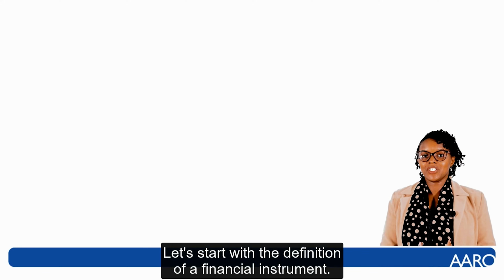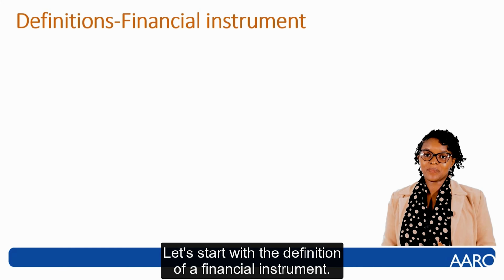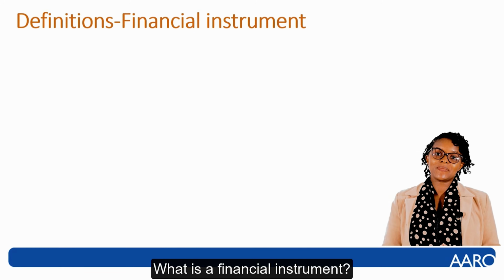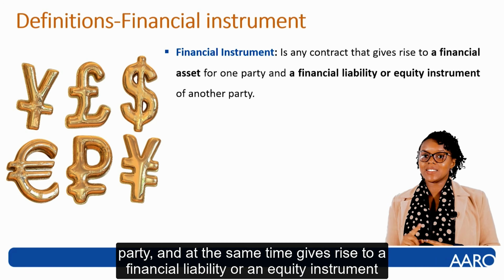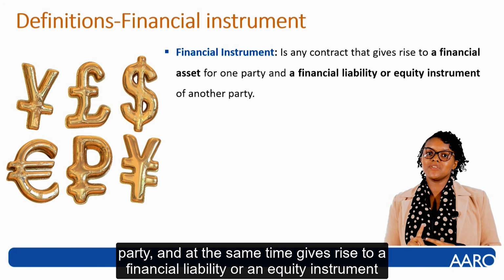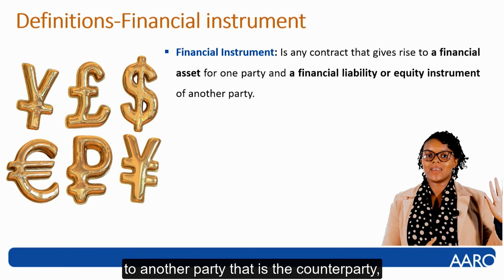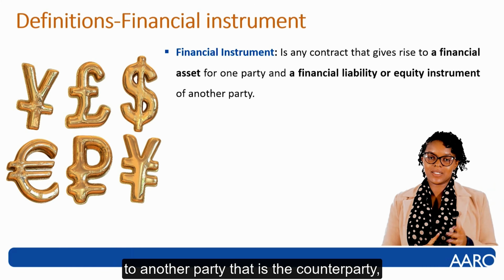Let's start with the definition of a financial instrument. What is a financial instrument? A financial instrument is a contract that gives rise to a financial asset for one party and at the same time gives rise to a financial liability or an equity instrument to another party, that is the counterparty.